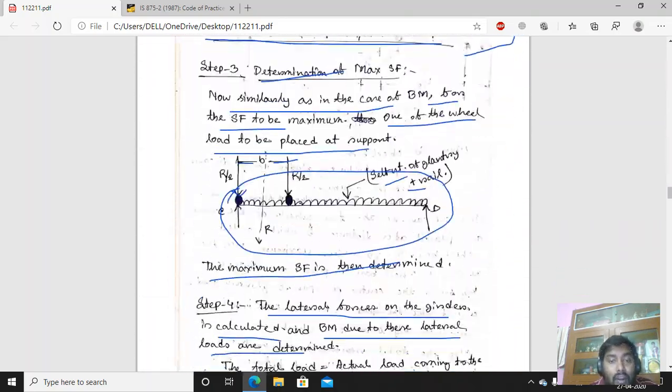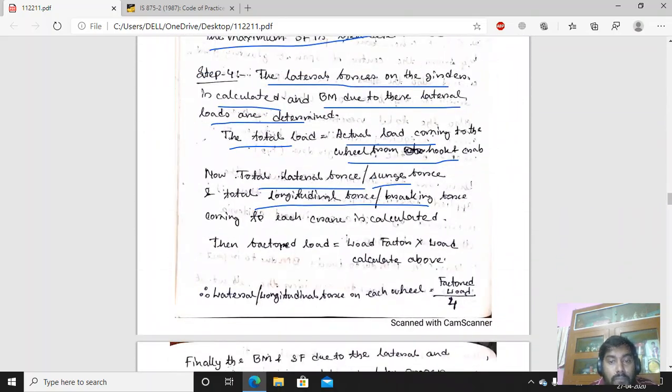So the lateral load and the surge load coming to each crane is determined. Then the factored load: the load factor is the value that we will get from the IS code, multiplied with the load calculated above. So we have to calculate the load above and then multiply it with the load factor.